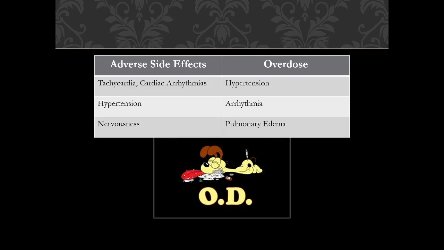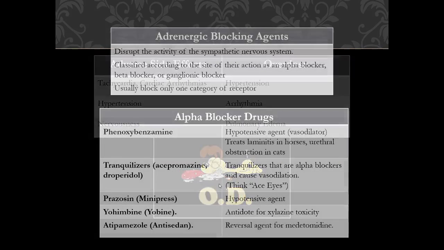If we're going to use adrenergics, we're going to expect the fight or flight response to be activated: tachycardia, cardiac arrhythmias, hypertension, and nervousness. If we overdose them, we'll see hypertension, arrhythmia, and pulmonary edema. So here's an overdose. We've got frothing at the mouth from pulmonary edema. It's all coming out. And the arrhythmias could cause collapse or death.